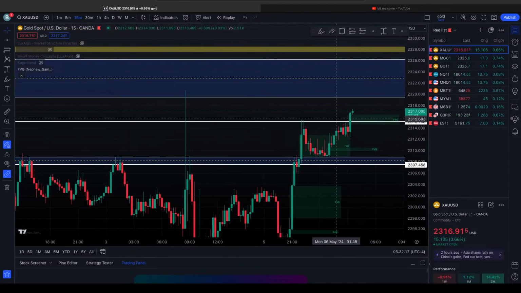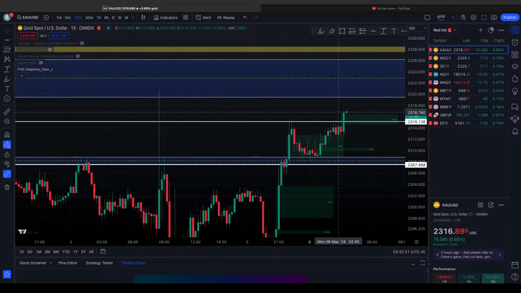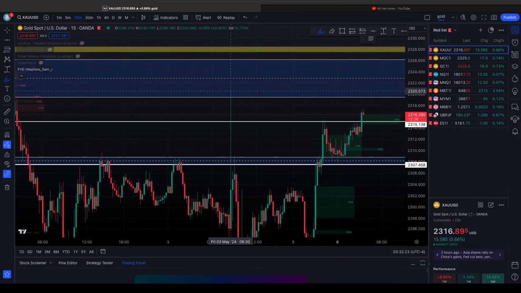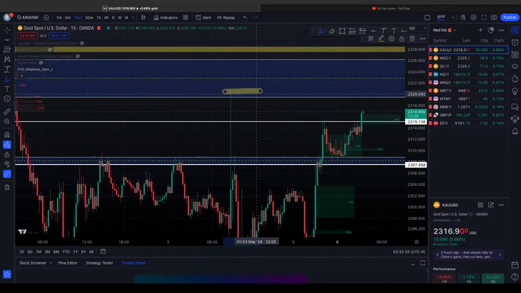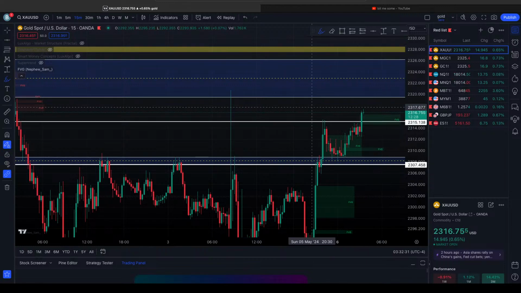the 15 closed above, but like I said, I do see this little high right here possibly needing to be tapped, and that's at 23.20, so that's still 40 pips away. So I'm just wondering if we could possibly grab something in there.